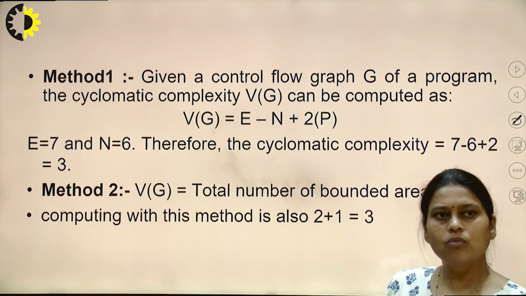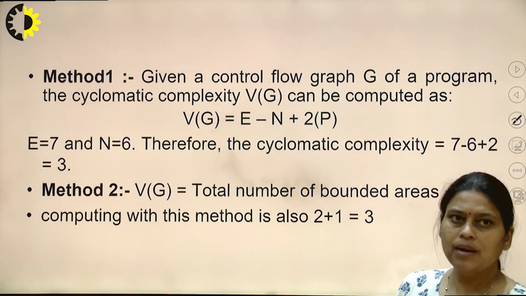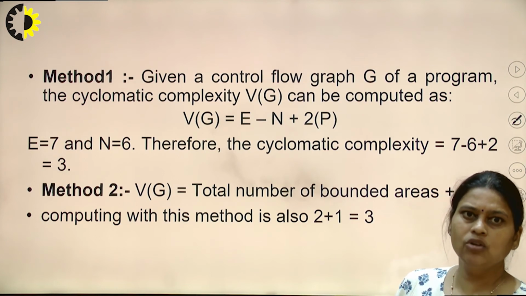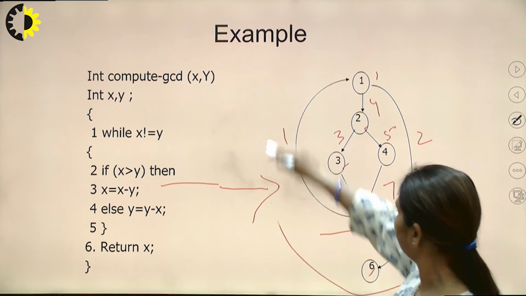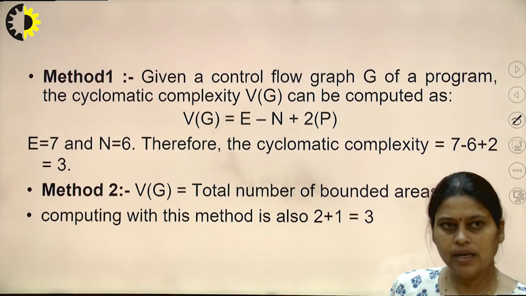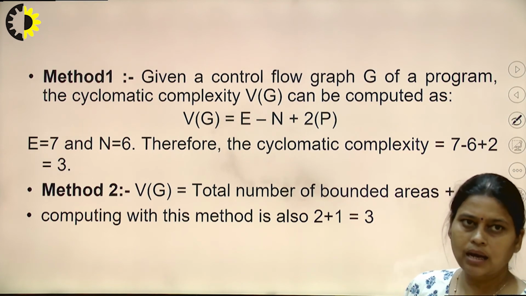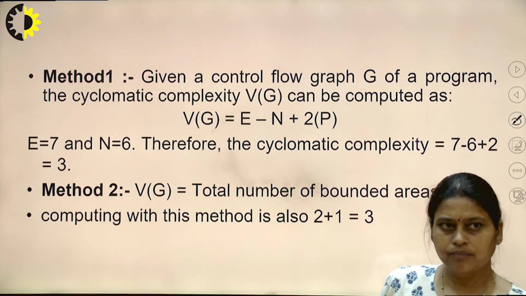So the formula is edges minus nodes, 7 minus 6, plus 2P, where the value of connected components is 1 because there is only one component here. So the value is 1. So the complexity of this program is 3.